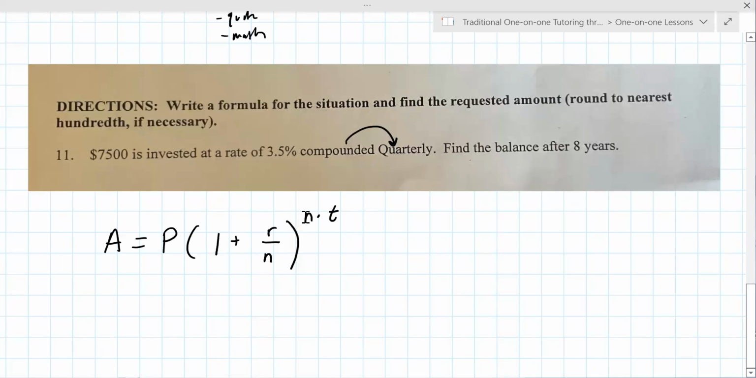n is the number of compounding periods. t is the number of years. So there's a lot here, a lot to remember, but there are 5 letters here, and they have to give you 4 of the 5. Can you tell me any of these letters, what their numerical value is? I'll take any of them. I think t would be 8 years. Good.